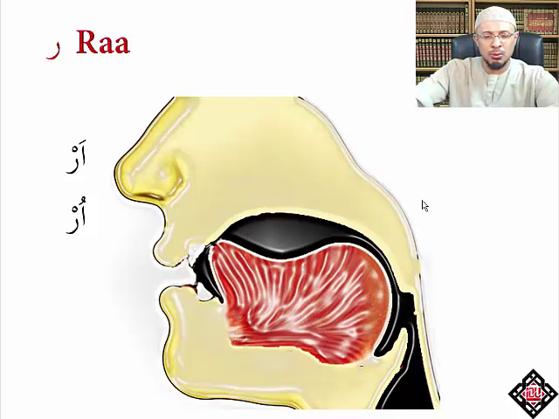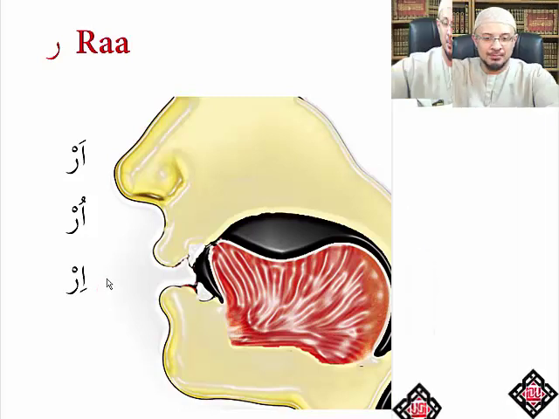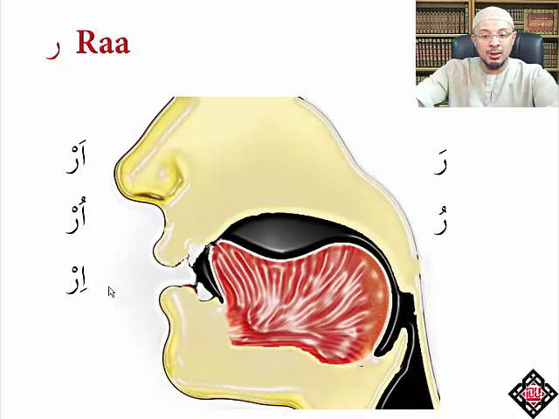Ir is actually light when it's preceded by a kasra, or when it itself has a kasra. It's typically light. So you don't say the heavy sound, you say the light ir, ir, ir. Like irji'i, ra, ru, ri.